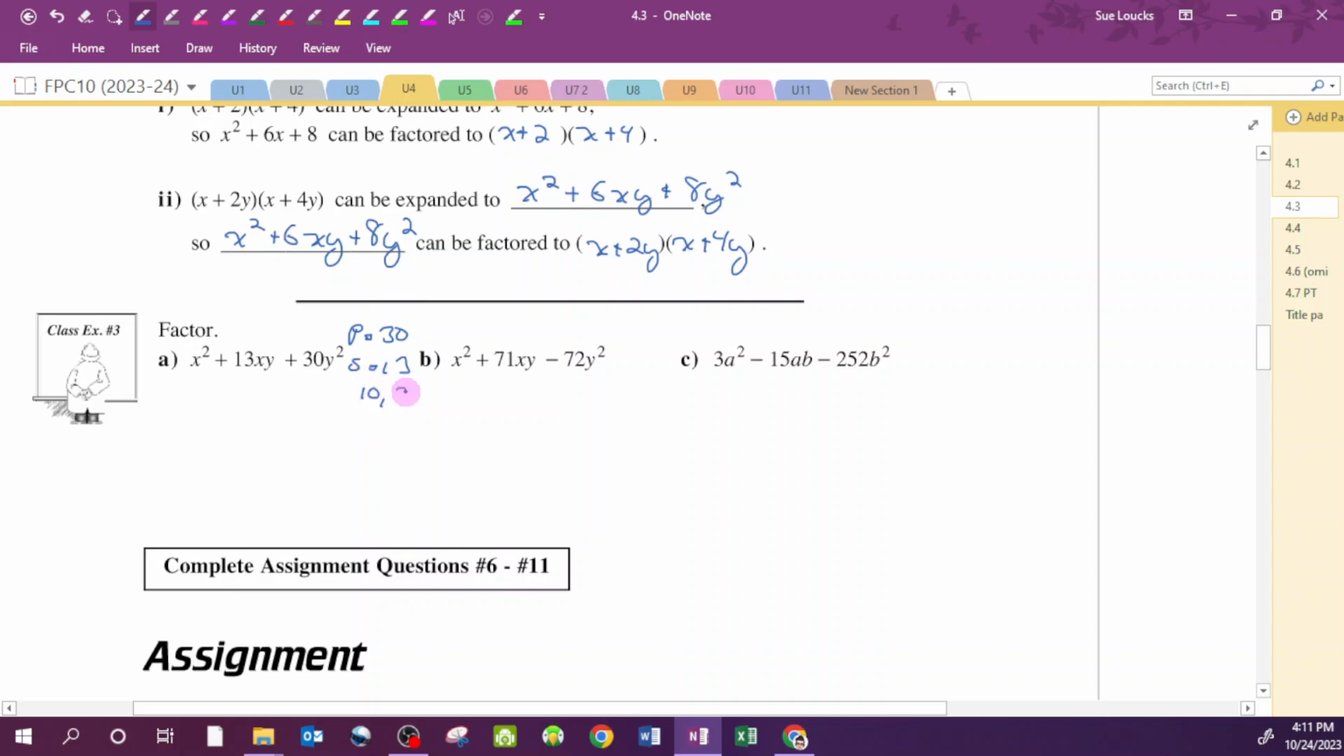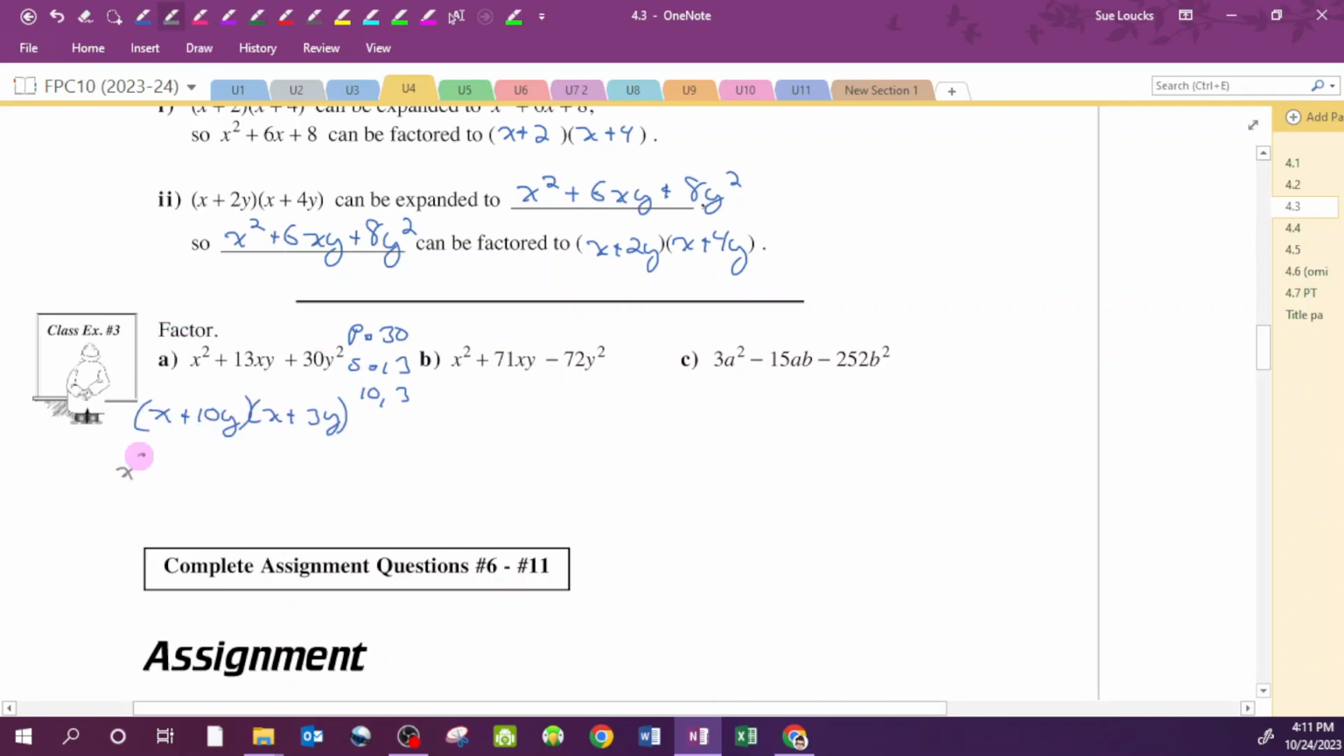and so 10 and 3 is what's going to get me that. Okay, be careful with 30 because sometimes it's 10 and 3, sometimes it's 15 and 2, depending on whether yours are plus or minus. So just always double check your 30s. Okay, so this is going to be x plus 10y times x plus 3y. But then let's just double check that that works.